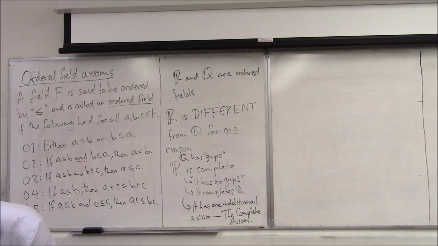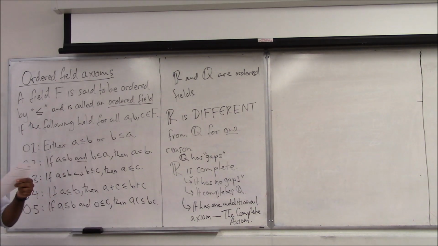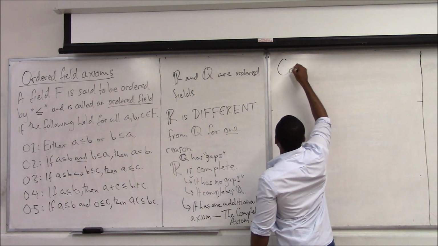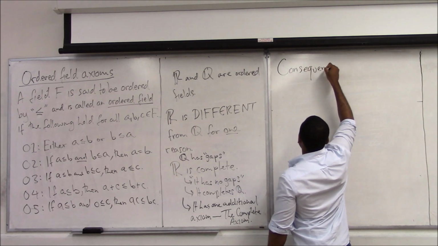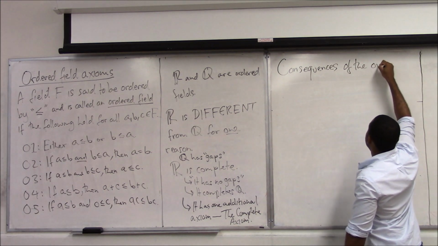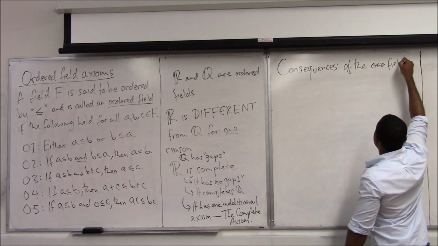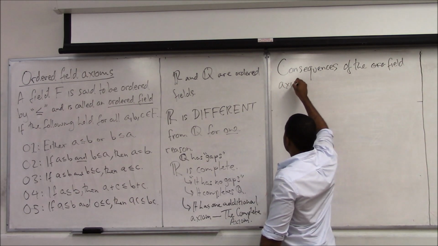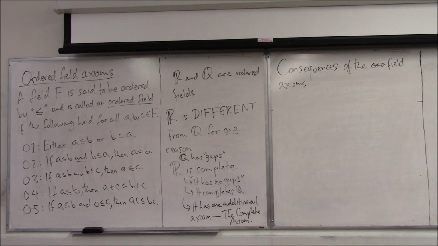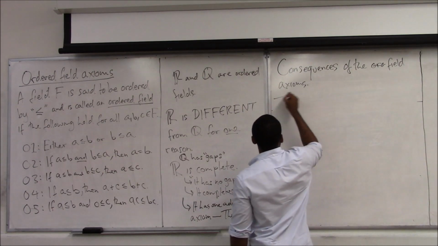Let's actually look at some consequences of these axioms. So here are some things that you might think of as axioms because they seem so natural to you and you've taken them for granted. The field axioms. But they were not assumed. These things had to be proven at some point.